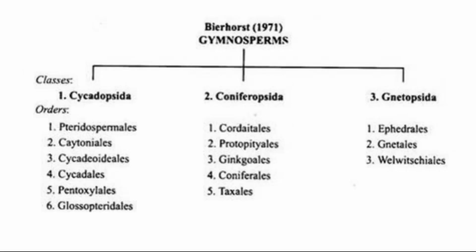Then Warhorst in 1971 divided gymnosperms into 3 classes: Cycadopsida, Coniferopsida, Gnetopsida, and these classes are individually divided into many orders. So these are all about the classification of gymnosperms. All these scientists tried to classify the gymnosperms in their own way. So it is all about the classification systems proposed by different scientists.